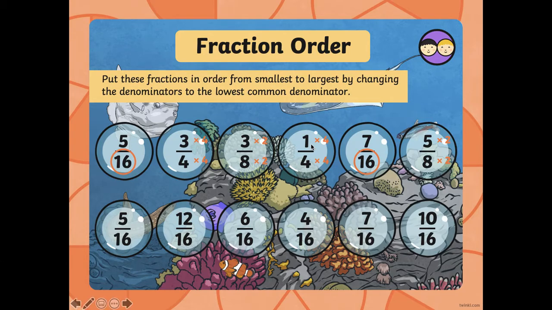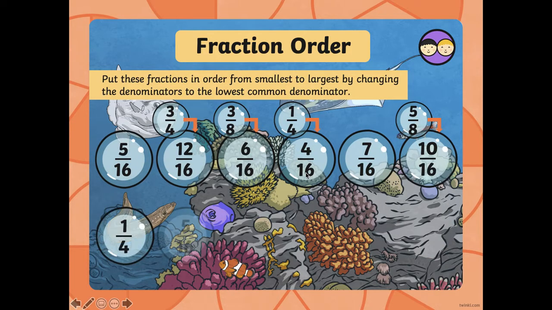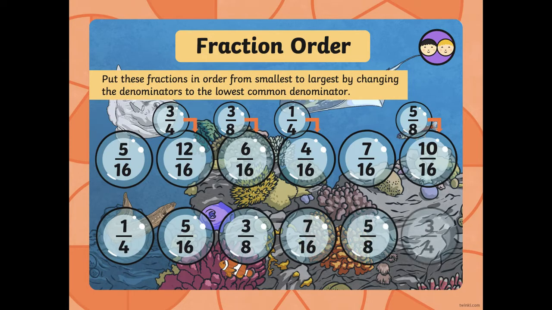Okay, and this one here was 1 over 4. But we times that one by 4 to get to 16. So 4 by 4 to get to 16. And we times 1 times 4 to get to 4. So you have to do, whatever you do to the bottom, you have to do to the top. And then you can order it. Much easier after that.